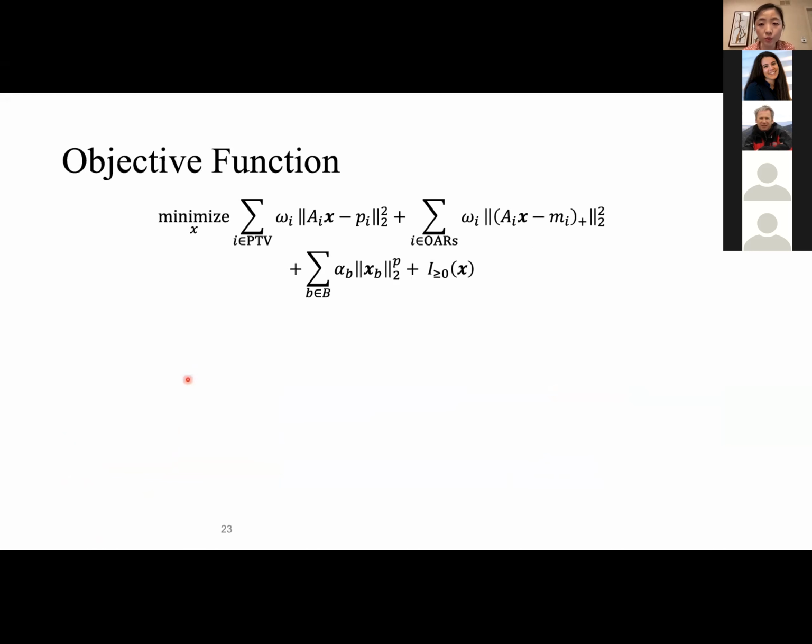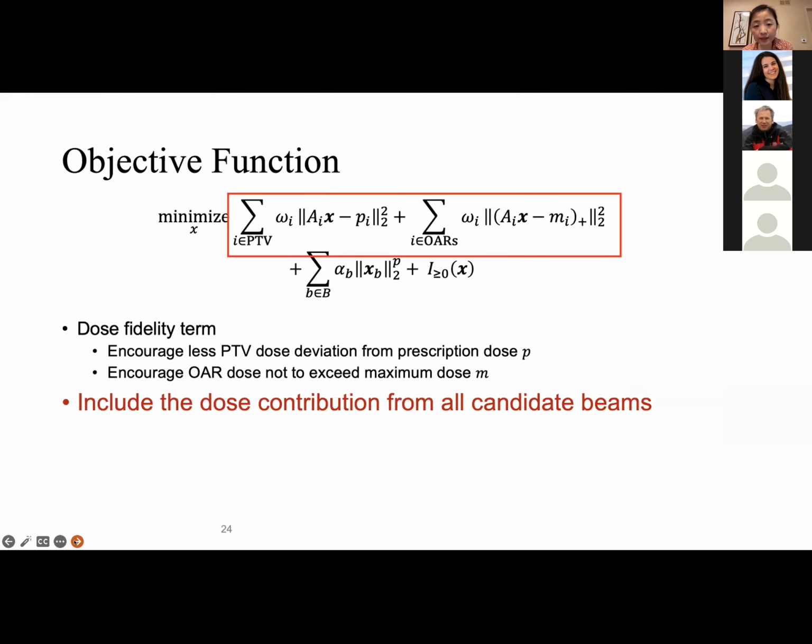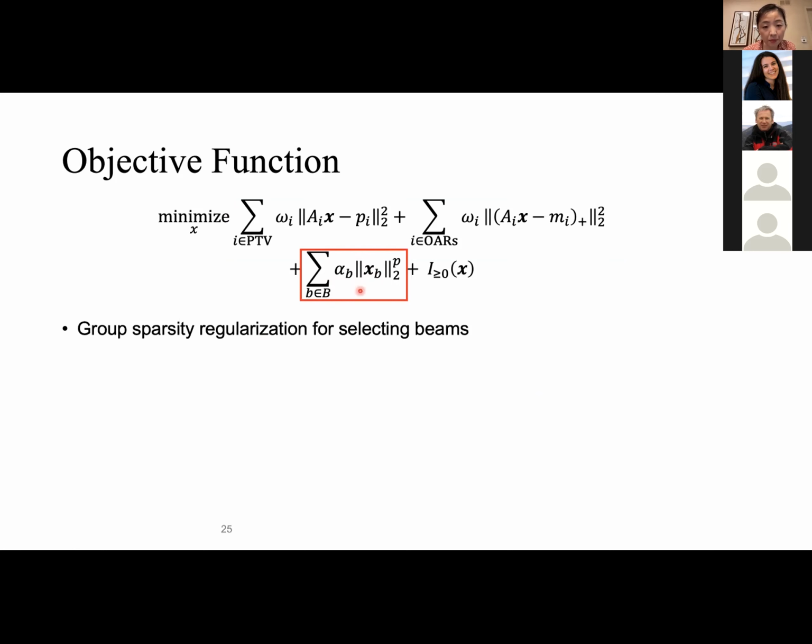Now let's take a look at our objective function to do BOO. The first two terms we already learned. It's the dose fidelity term on PTV and OARs. And one thing to pay attention to is that this dose fidelity includes the dose contribution from all candidate beams, because both A and X include all. The third term is the core of the objective function. It's a group sparsity regularization for selecting beams. We can see why it's called group sparsity, because it uses an L2,p norm to group the spot intensities of each beam. So X sub B is the part of X that is the spots belonging to this candidate beam.